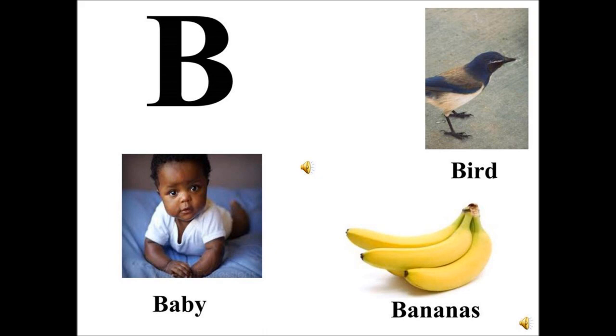What are those? That's a picture of bananas. Bananas is a B word. Bananas. Let's spell the word bananas. B, A, N, A, N, A, S. Banana.